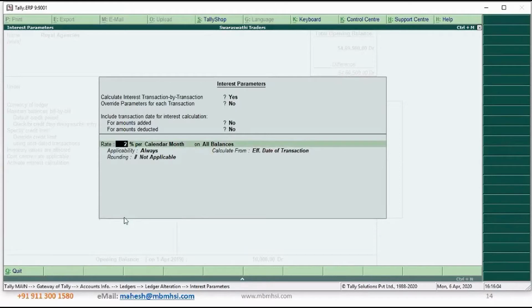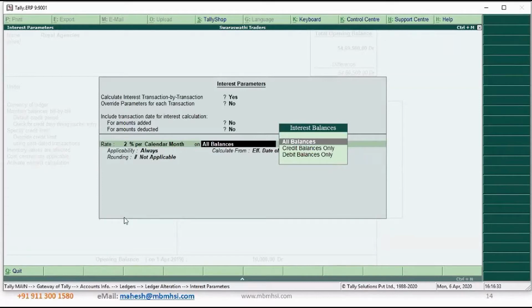Earlier it gave only the percentage and the period of calculation. Now it is asking you multiple other details. For example, I'm saying it's 2% per calendar month on what balances. So I could define if it's only debit balance, or only credit balance, or on all balances. Generally, my customers who are my sundry debtors will have debit balance.